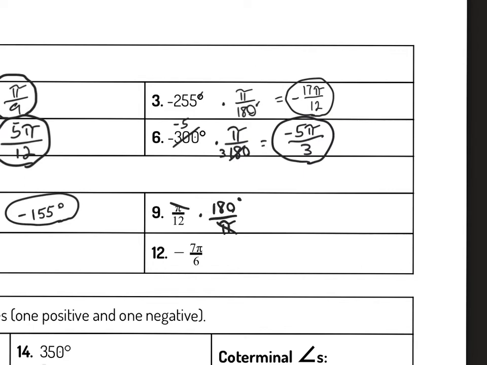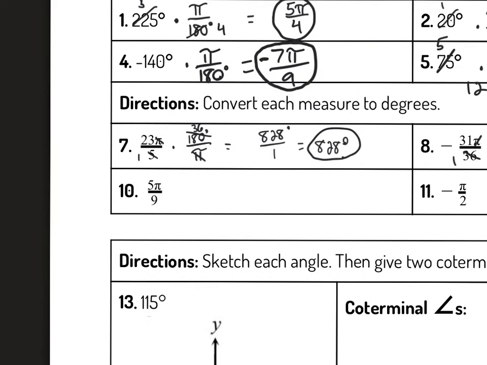Okay, the pi's will cancel. The 12 will reduce the 180 to 15. And this is simply 15 degrees. Five pi over 9, 180 over pi. The pi's will cancel. 9 will become a 1, 180 will become a 20. 5 times 20 is 100, so that equals 100 degrees.